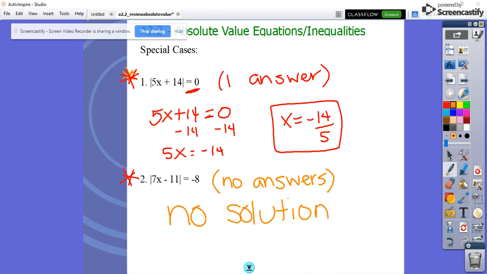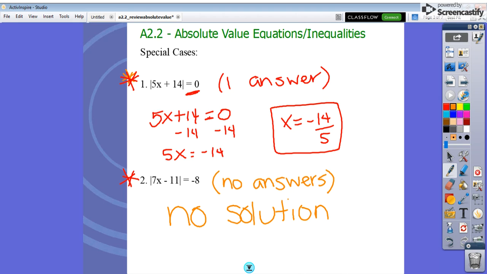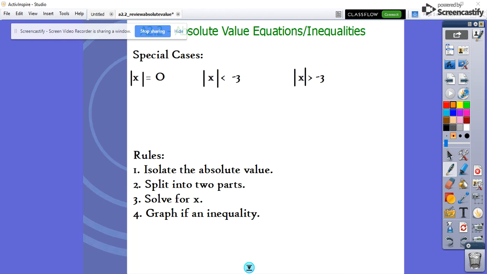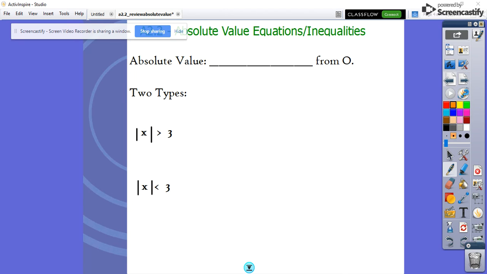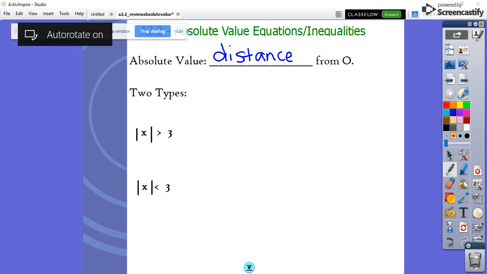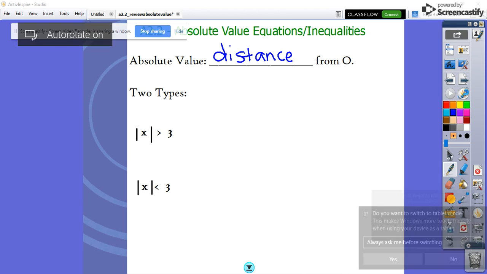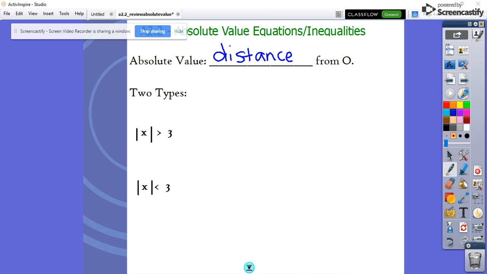No solution. Okay? All right, so let's talk about, and we just mentioned this earlier, what the definition of absolute value is. I skipped too far ahead. So the definition of absolute value is distance from 0. Okay, so when we think about inequalities, we're going to think about these the same way. We're going to think about how far am I from 0.